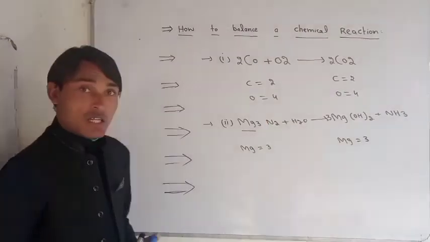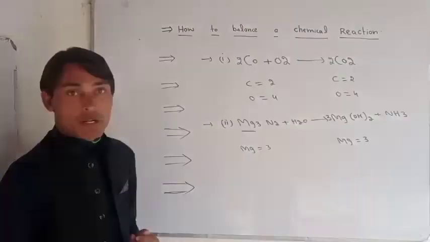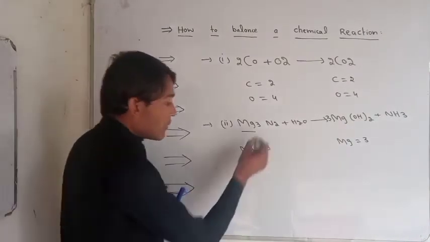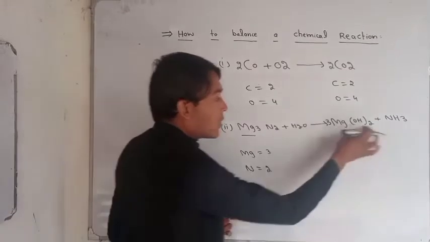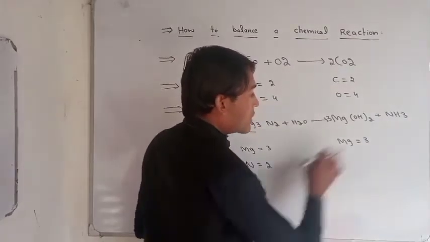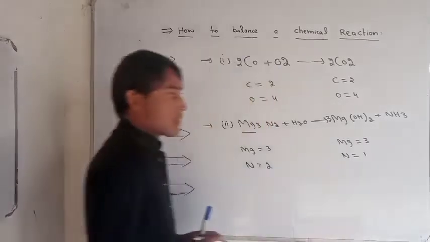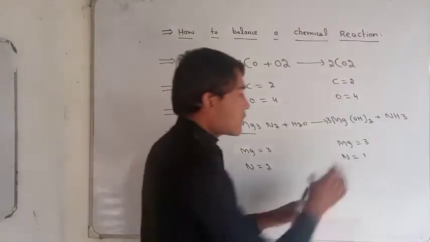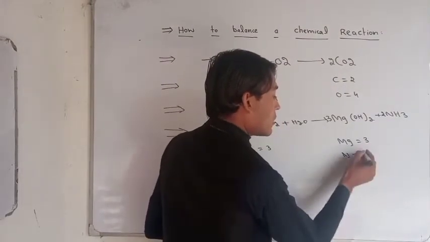Now what is the second rule? The second rule is to go for non-metals. What is the non-metal here? The non-metal is nitrogen. Now let's talk about the number of nitrogen on the left side, which is basically 2. And here the number of nitrogen is basically 1. What to do? The simple method is here: here is 1, so I can write 2 here.